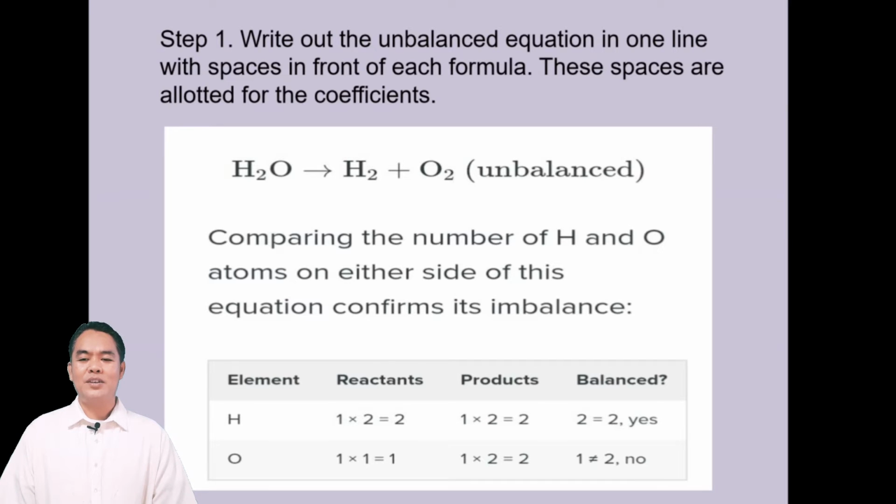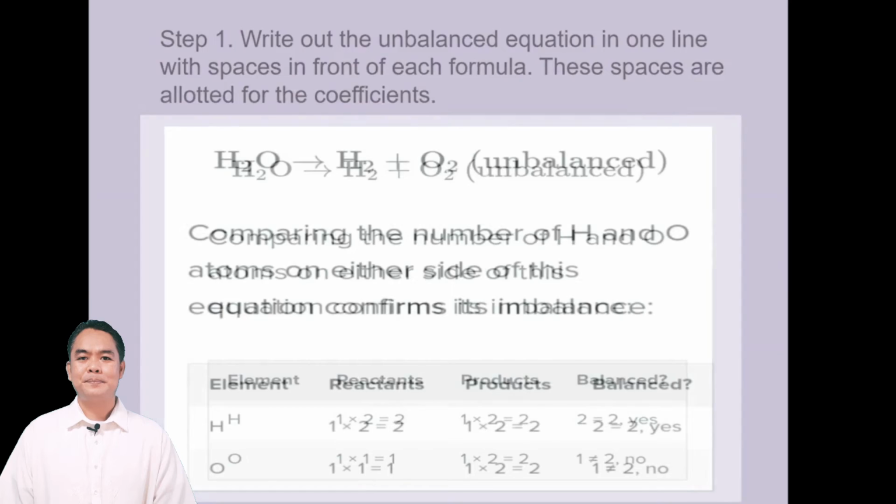Comparing the number of hydrogen and oxygen atoms on either side of this equation confirms that it's imbalanced. Hydrogen in the reactants has 2 atoms and the products have 2 atoms, therefore it is balanced. While oxygen in the reactants has 1 and in the products has 2, therefore it is not balanced.